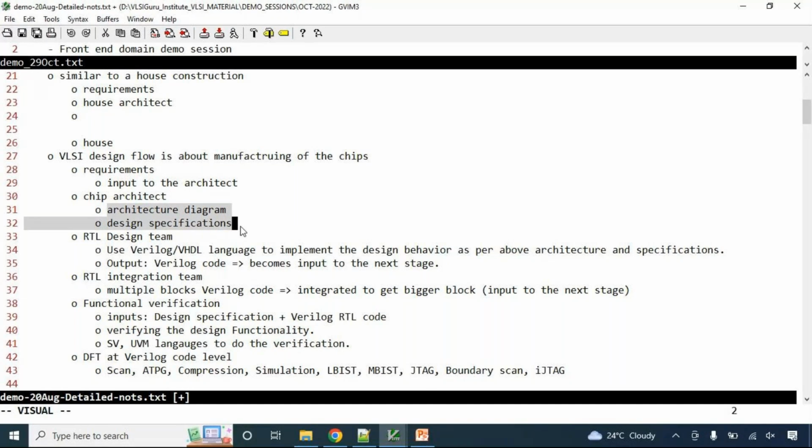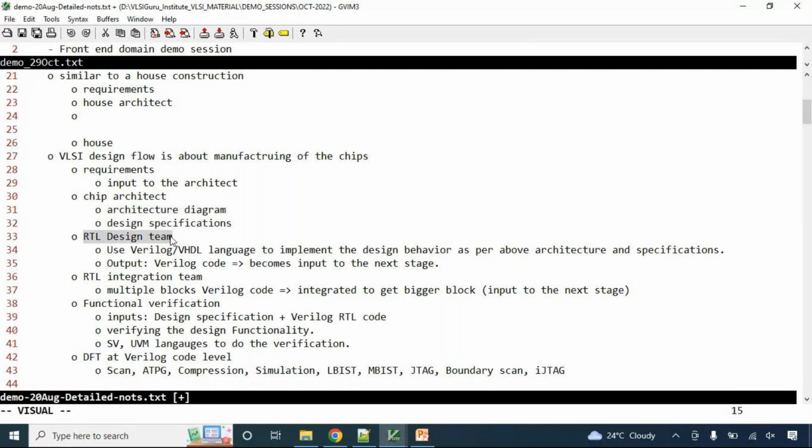Now what will I do? Let's say I went to the architect, he gave me the architecture diagram and he gave me the specifications. What will I do with that? Will I start constructing? No. I will give it to my Mestri or the contractor. Okay, what will he do? This person is like the contractor, the RTL design team.